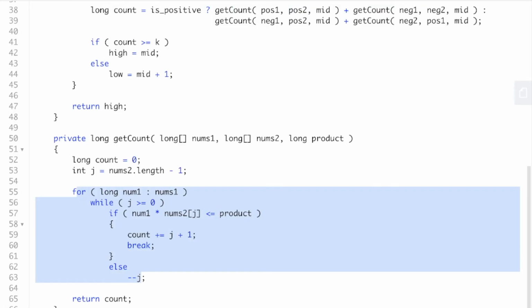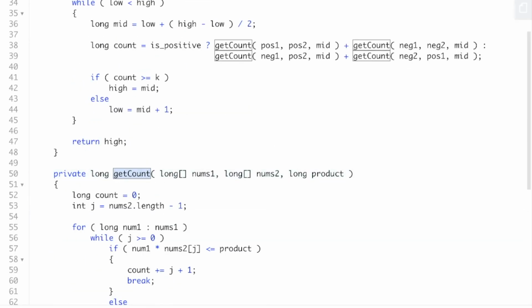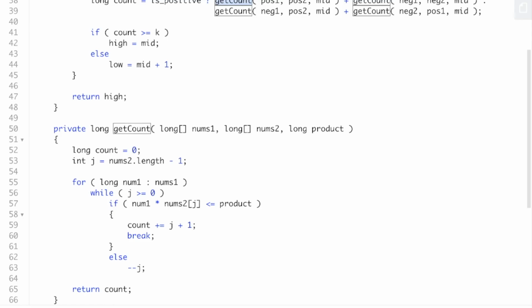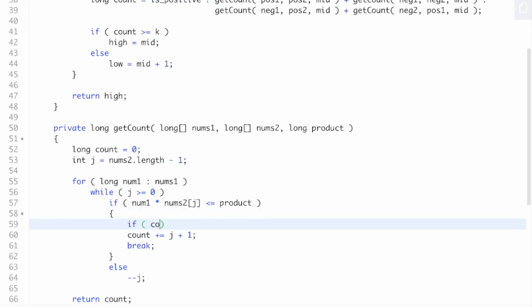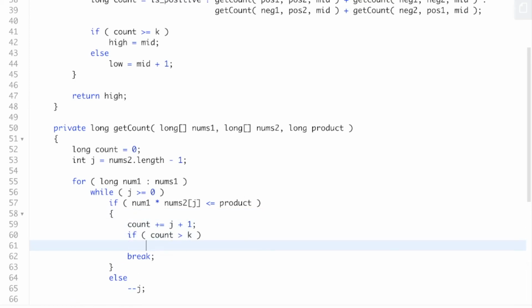As soon as we have too many products, we could also pass k into get count. So if count, or let's just do it here, if count was greater than k, then we could just return count, because it doesn't matter if we keep incrementing count past k. We just need to know if we are over k or not.